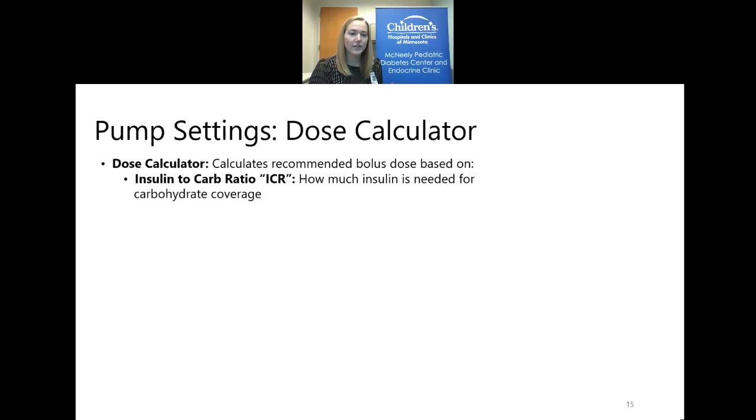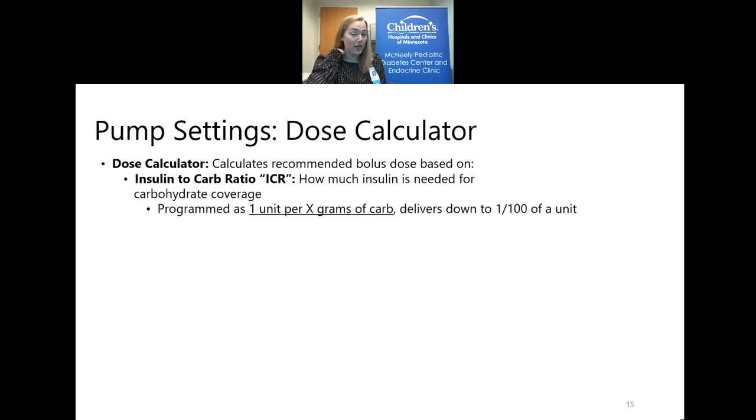Our insulin to carb ratio is simply how much insulin we're using for carbohydrate coverage. You're using this every day, every time you're eating. It's your carb ratio. The really important thing is that when you are programming your pump, it is programmed in whole units, as 1 unit per X number of carbs. This can be a little confusing if you are a half unit doser. It is programmed in whole units, but that doesn't mean that the pump is delivering in whole units. Pumps actually deliver down to 1/10 to 100th of a unit, so it's giving super precise doses. It's simply that for the calculator to run, it needs whole unit ratios.